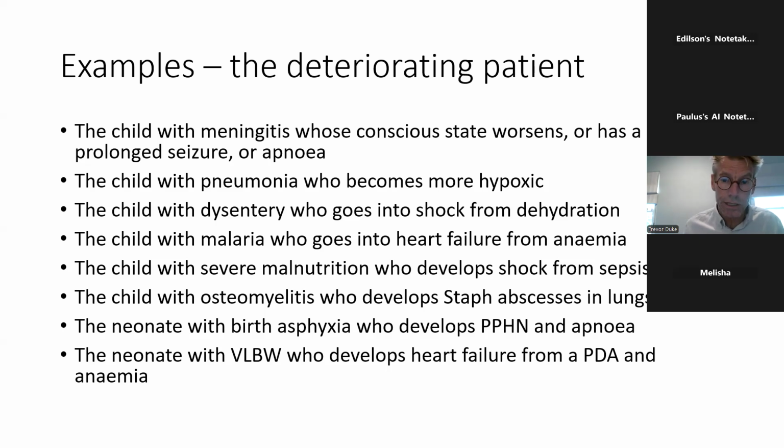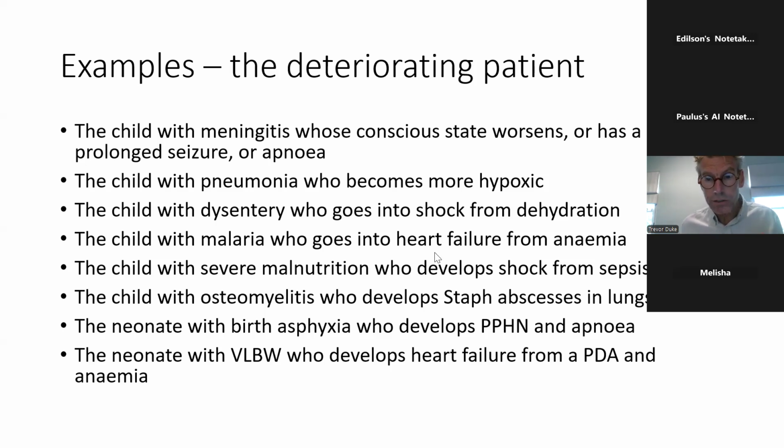These are all the deteriorating patients. A newborn baby with low birth weight who develops heart failure from a patent ductus arteriosus and anemia. Again, we've all seen that. A baby may be stable at the time of birth and then they deteriorate 3 or 4 or 5 days later. And one of the causes of that might be a PDA, another one might be progressive anemia, another one might be intracerebral hemorrhage, another one might be severe sepsis. So the deteriorating patient won't always have one single cause, but there might be a number of different causes that you have to consider.